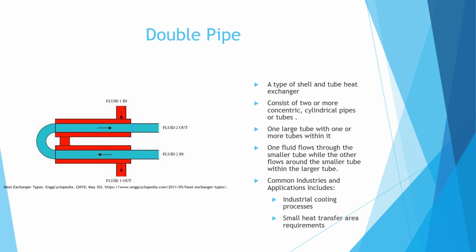This is common in cooling industries that use cooling processes and small heat transfer area requirements. What basically happens, similar to the shell and tube, is fluid 1 gets put through a pipe, and between the pipe is fluid 2. And when they meet up at this point, this is where the heat exchange is occurring.